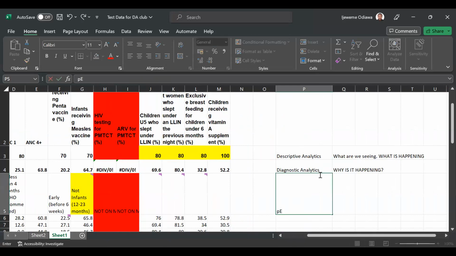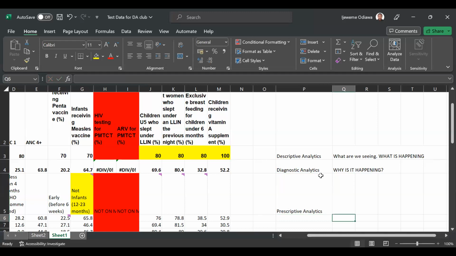The next level of analytics is predictive analytics. What is going to happen? So a problem has come to you, you have seen what is happening. The next question is, okay, why is it happening? Then, can you predict what is likely to happen in the future? The next question is, what should be done?